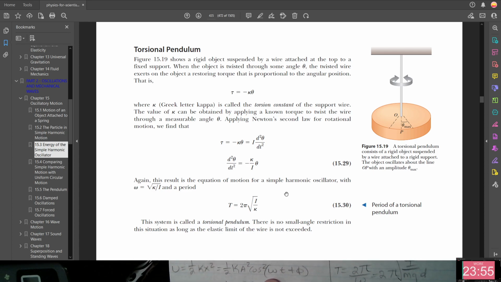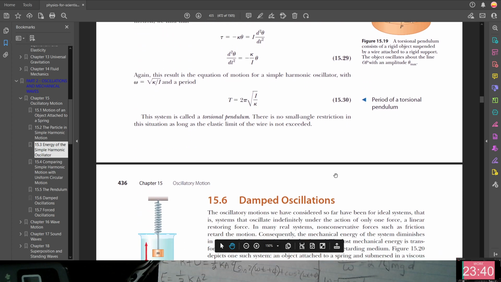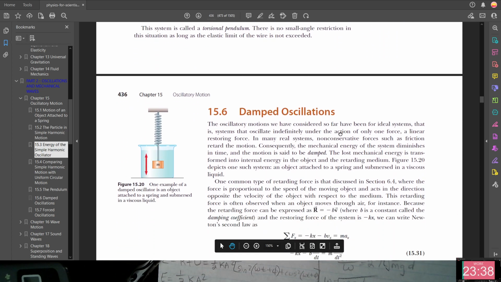And now we have one more formula. T equals 2 pi root I. Is that a K? What is that? What symbol is that? Actually, I think this might be the chapter that I skip. Whatever.